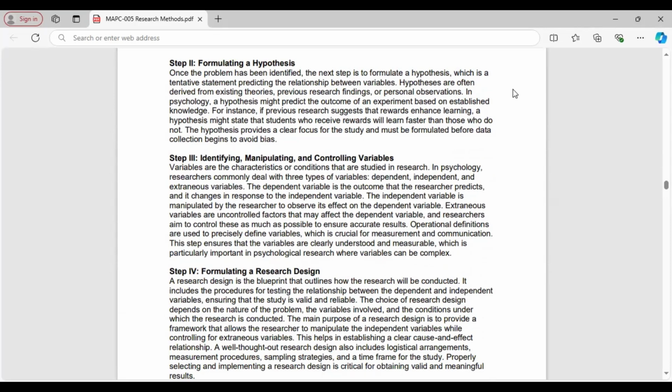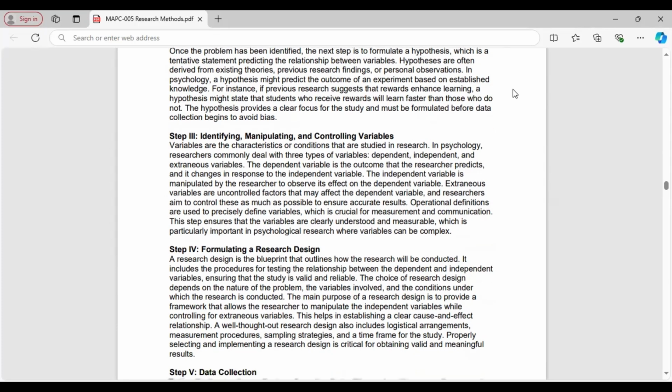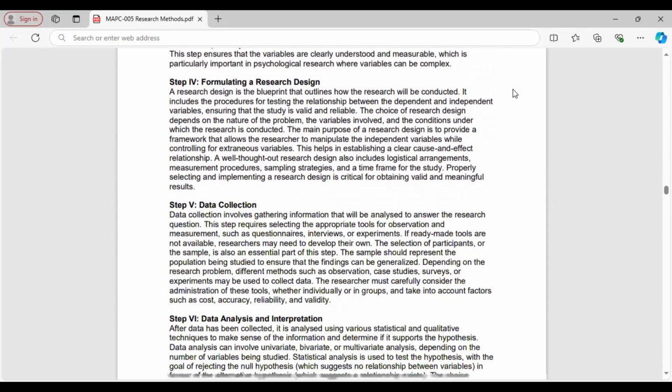Step 3. Identifying, manipulating, and controlling variables. Researchers define and manage the variables involved, including independent, dependent, and extraneous variables. Clear operational definitions are critical for measurement and communication, ensuring variables are accurately assessed. Step 4. Formulating a research design. A research design serves as a blueprint outlining how the study will be conducted. It includes procedures for testing relationships between variables, ensuring the design allows for the valid and reliable results while controlling extraneous variables. Step 5. Data collection.